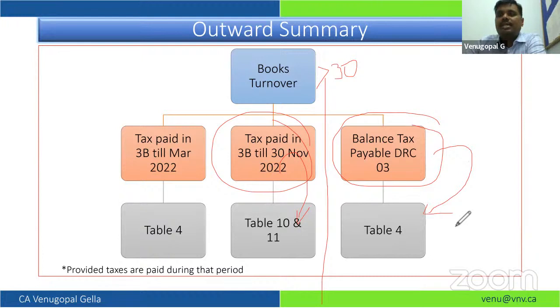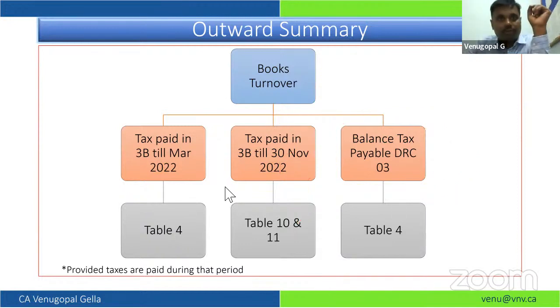Such payment which is done in DRC03 is reported in table 14 of the GSTR9, table 4 of GSTR9 for DRC03, table 11 for 3B subsequent payment. If you have adjusted subsequently, it is 11. If you have excess paid, it is 10.